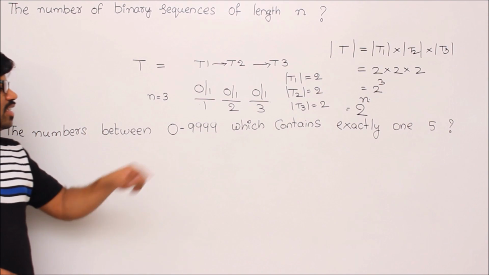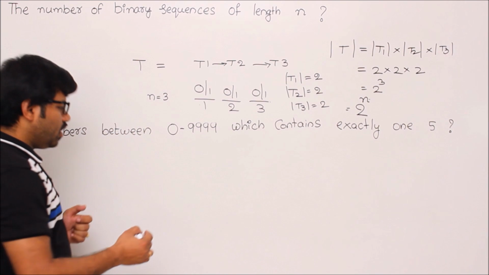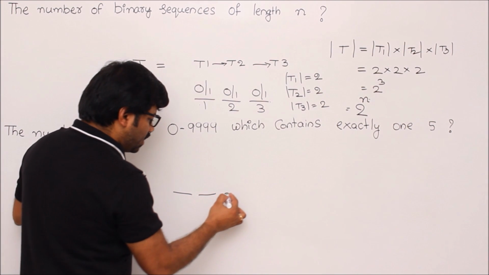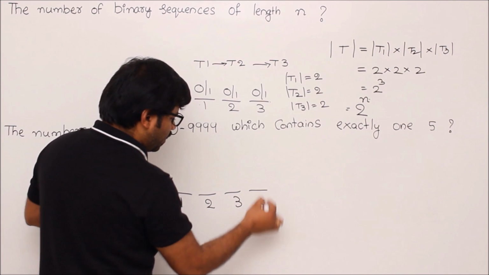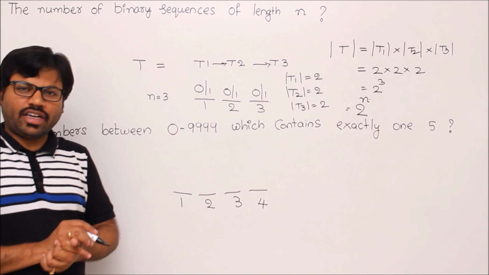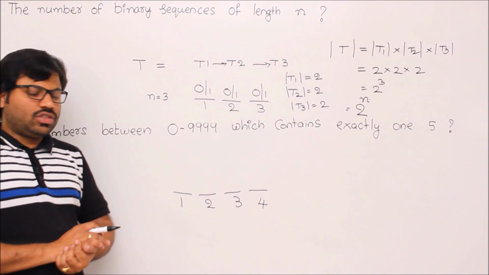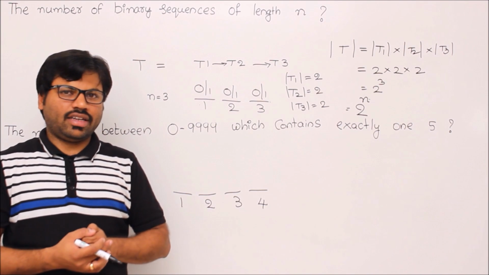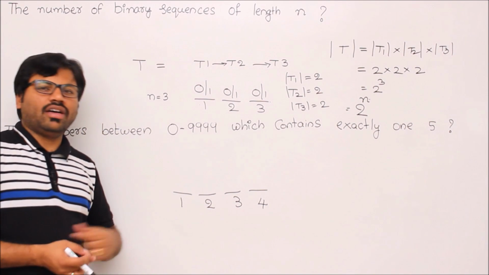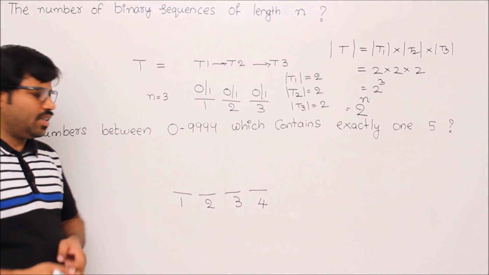The numbers between 0 to 9999 which contain exactly one 5. So first of all, any number between 0 to 9999 can be visualized with 4 positions. Okay, so visualization is very important in combinatorics. First understand the problem and represent it. So now my problem is nothing but forming a number between 0 to 9999. Then I have this representation, so it is easy to represent.